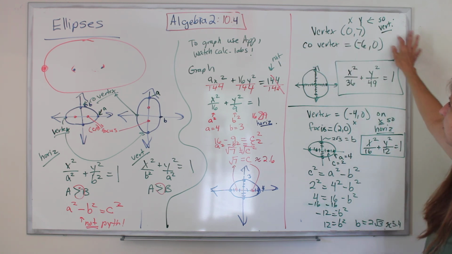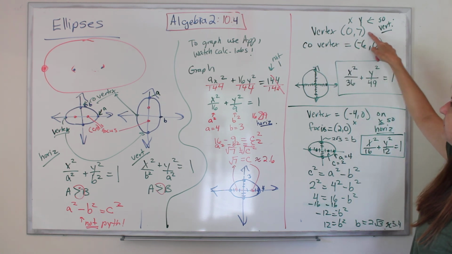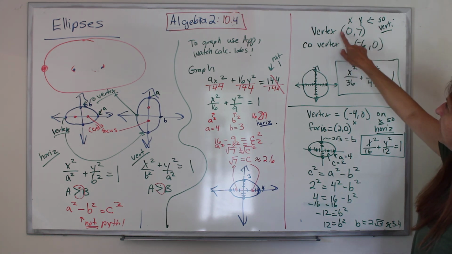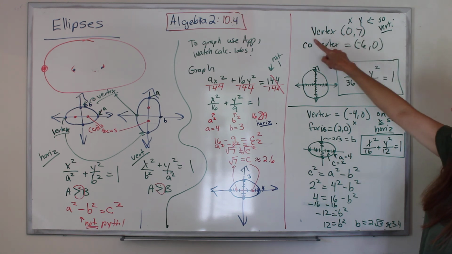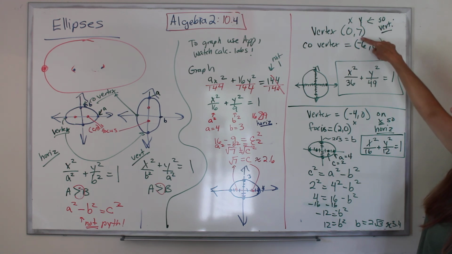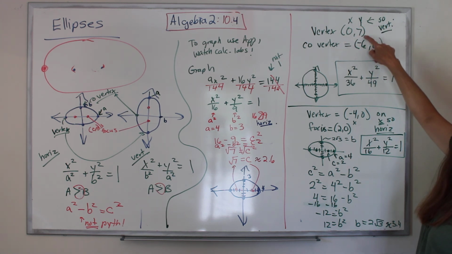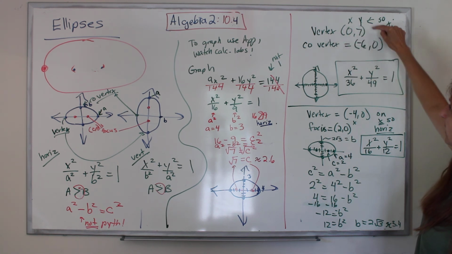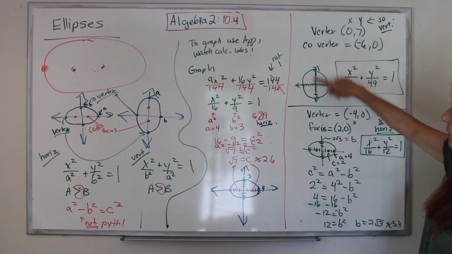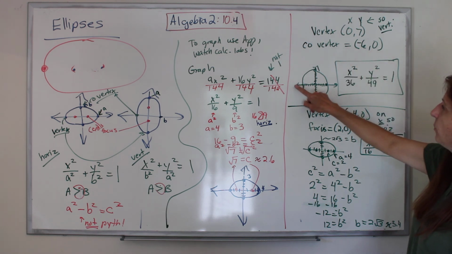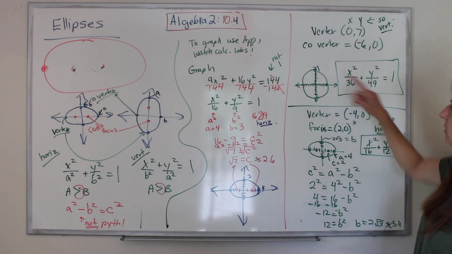Alright, so here's another one. We're told the vertex is 0, 7, and the co-vertex is negative 6, 0. So, vertex, see how this is x and y? Vertex means it's the long way. The long way is the vertex, and y is the thing that we have. So we know this is vertical because the vertex has 7 on it. So we put our dots at 7. The co-vertex is the not long way, and it's in the x slot. So we know it goes on the x-axis, and we put our dots at 6 and draw it.